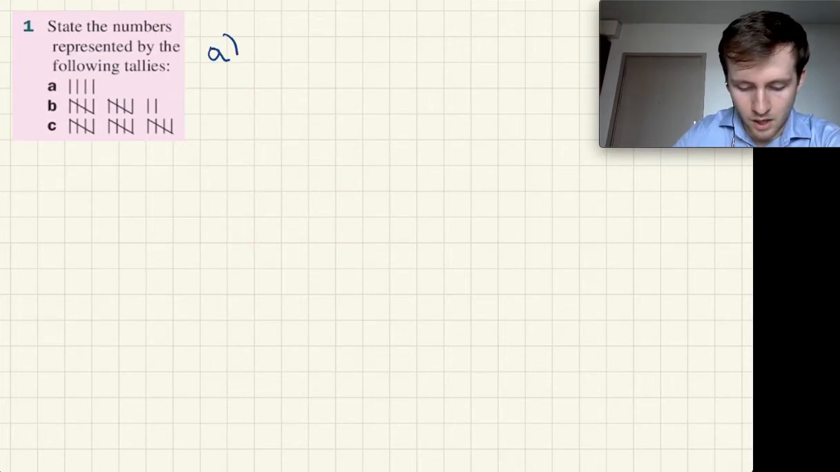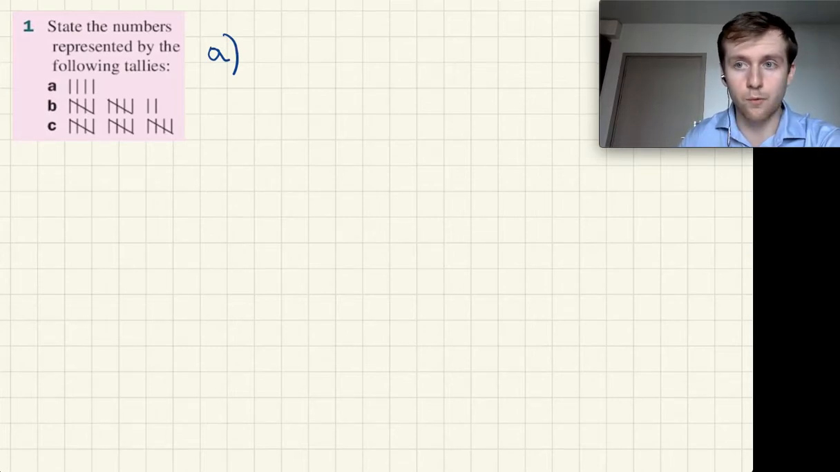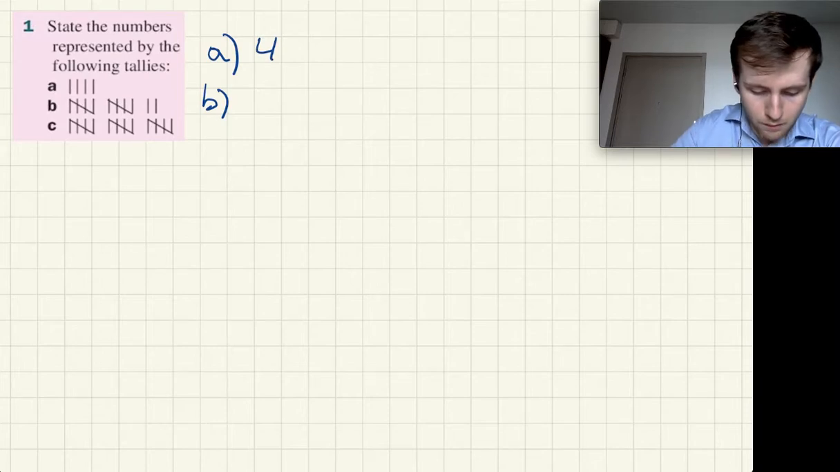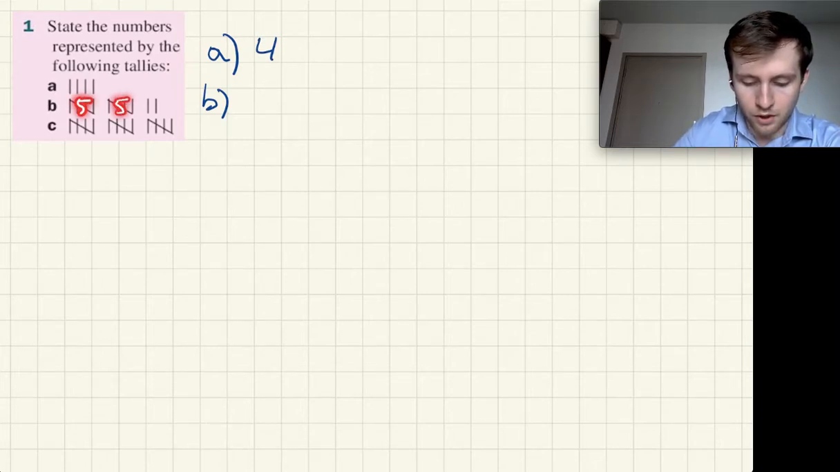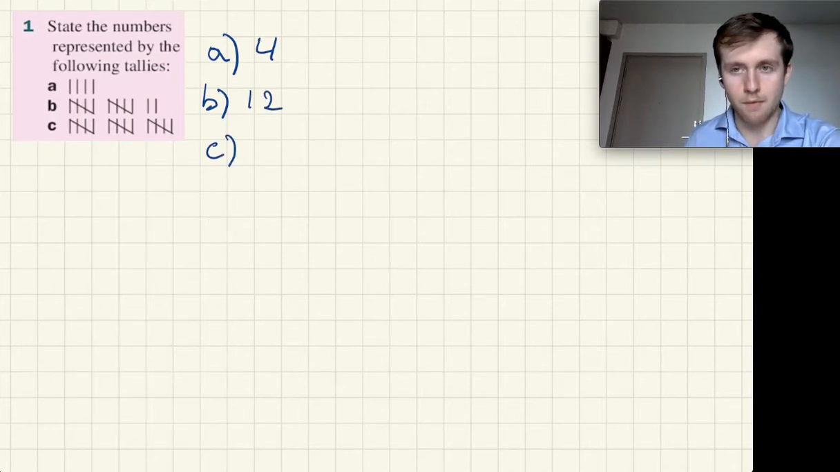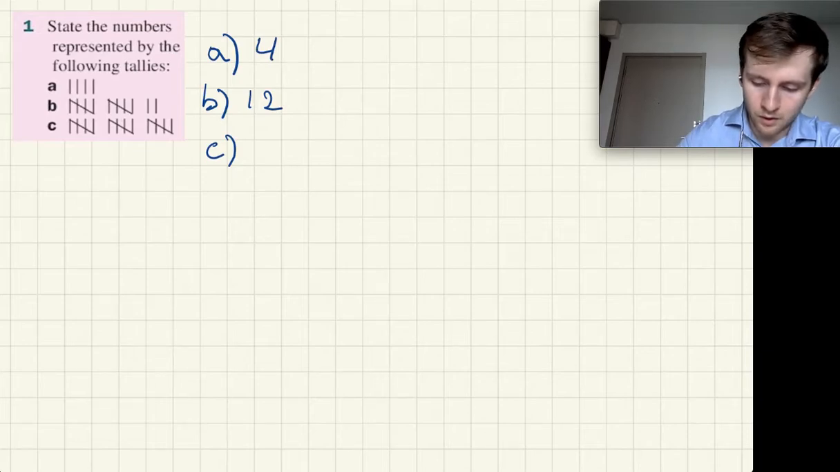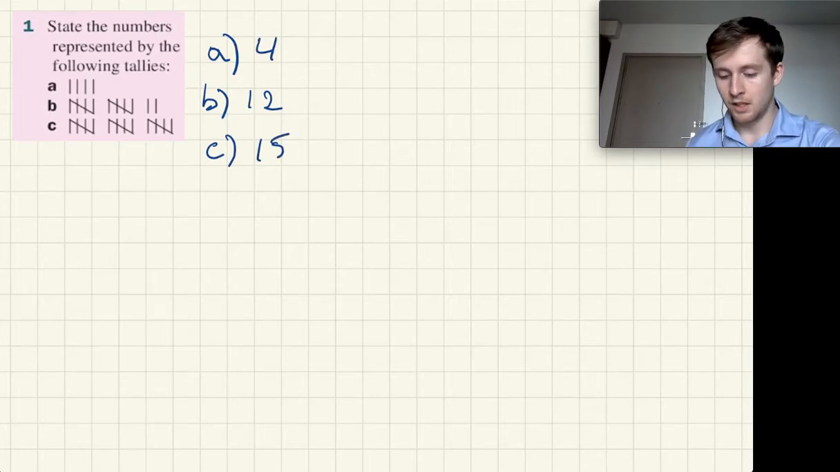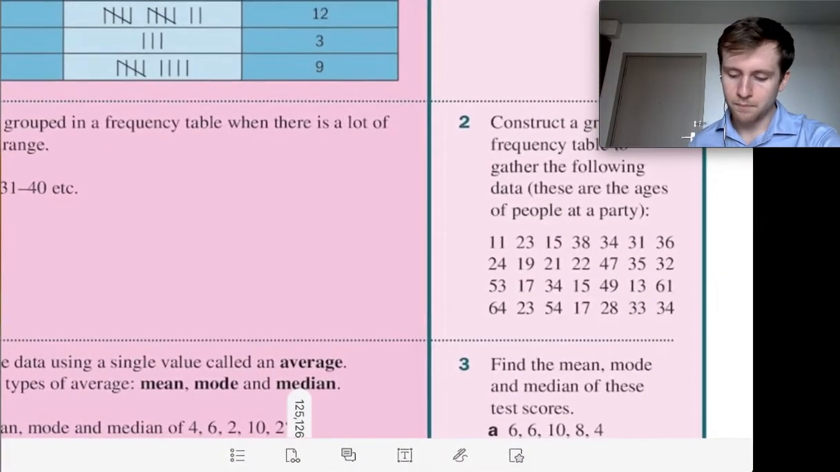So in A we have, it's pretty easy to see, it's 4, right? In B you can see we have 5 here, then another 5, and here we have 2. Together that makes 12. And in C we have 5, and then another 5, which makes it 15. That's tally tables for you.